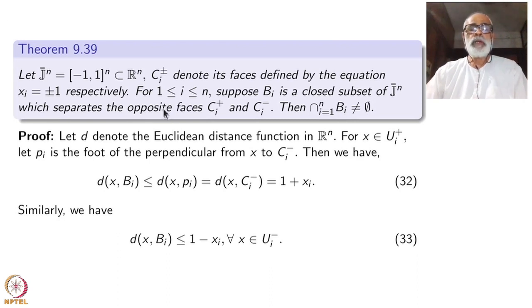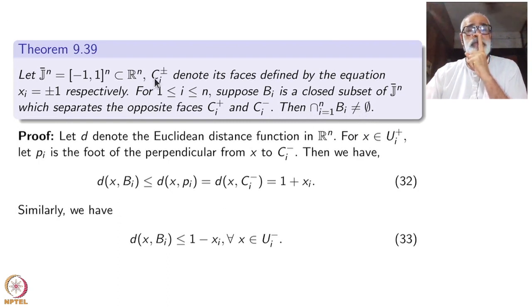Okay. Now for 1 less than or equal to i less than or equal to n, there are n pairs here. Suppose Bi is a closed subset of Jn bar which separates the opposite faces Ci plus and Ci minus. It just means that when you throw away Bi from Jn bar, you get 2 open subsets, each of them containing Ci plus or Ci minus, one of them containing the other, this way. Okay, that is separation. Suppose you have got these Bi's like this, then we want to show that the intersection of Bi is non-empty.